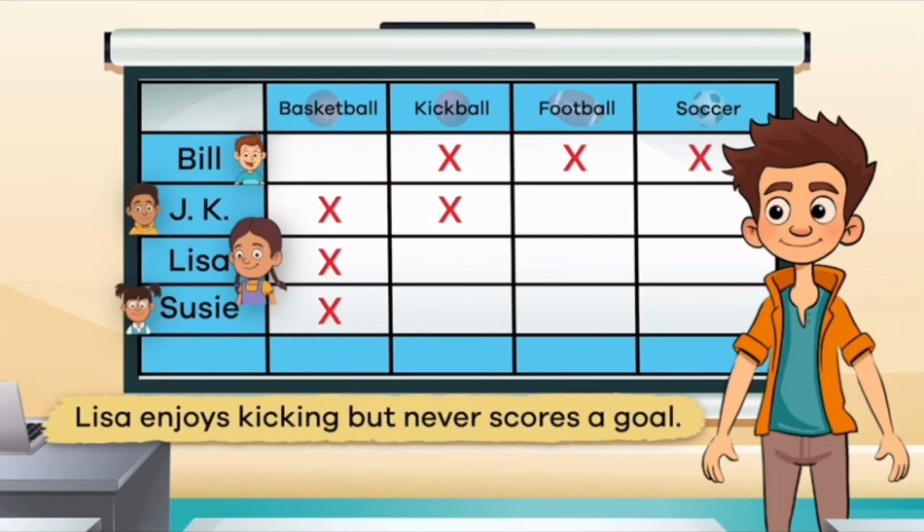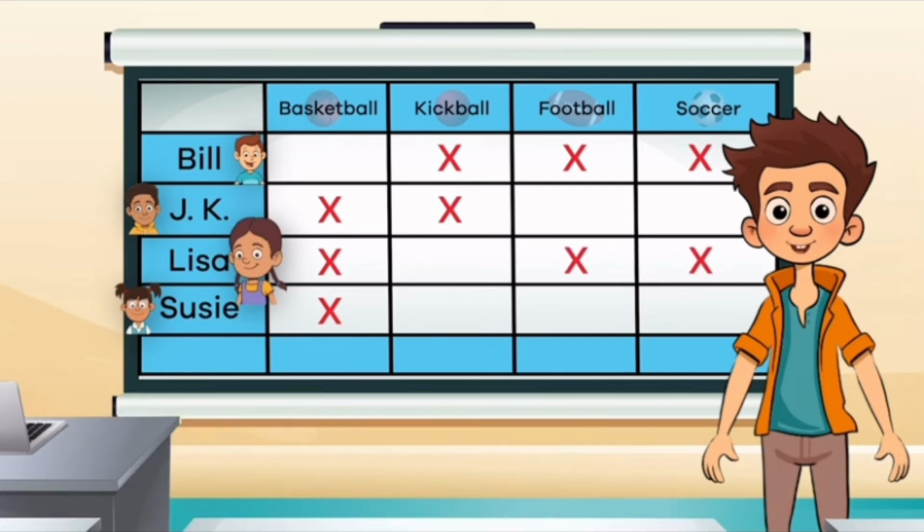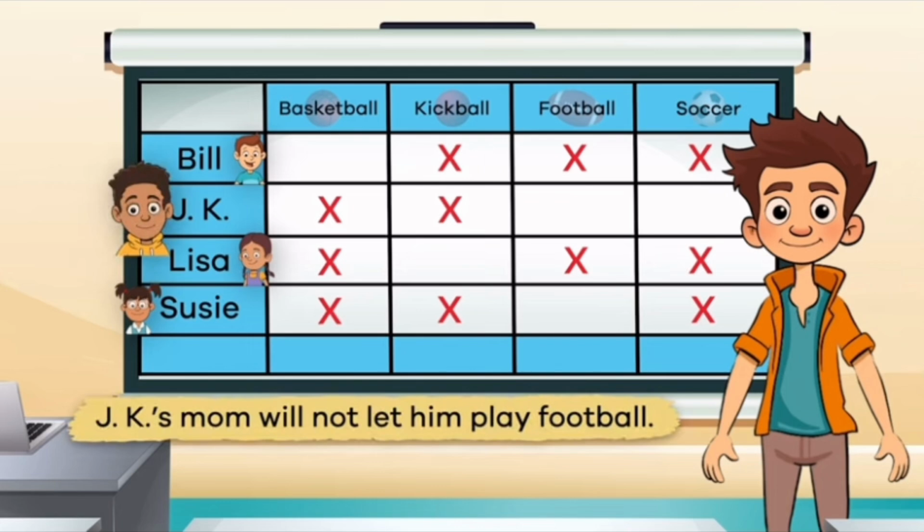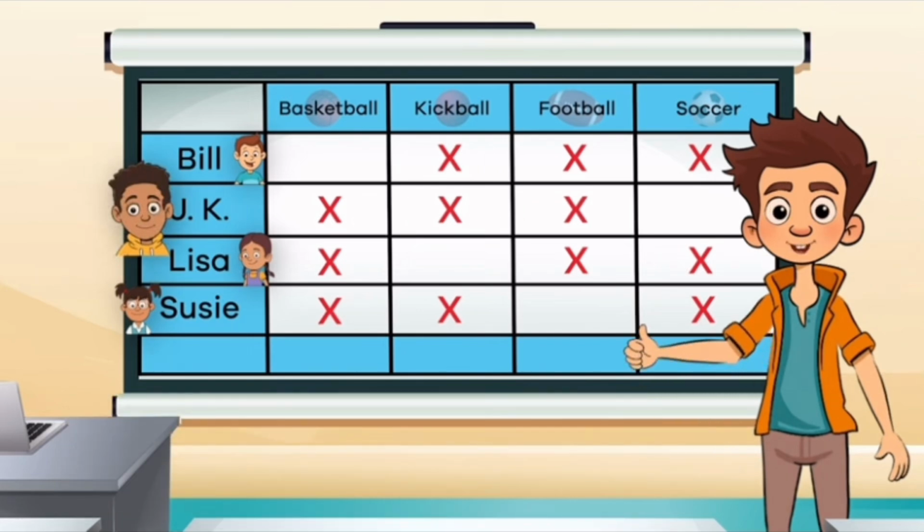Lisa enjoys kicking, but never scores a goal. So soccer and football are definitely out. And Susie does not like to play kickball or soccer. So those 2 are not options for Susie. And remember, JK's mom will not let him play football. So we can X that out too.